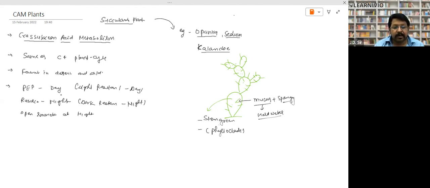PEP performs its reaction at night, and Rubisco performs its reaction in the day, when the light reaction goes on. So in succulent plants, or CAM plants, crassulacean acid metabolism plants, they take carbon dioxide at night and fix it in the form of organic acid. In daytime, the acid breaks down and carbon dioxide is released. The light reaction goes on in the day and the dark reaction at night. So these plants are called CAM plants. Clear? Remember succulent plants, remember CAM plants.